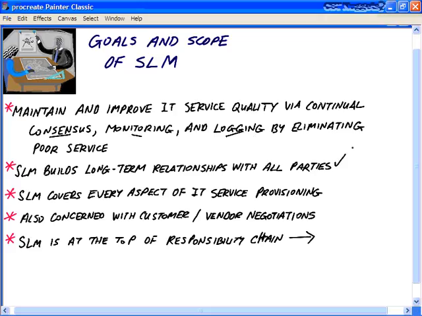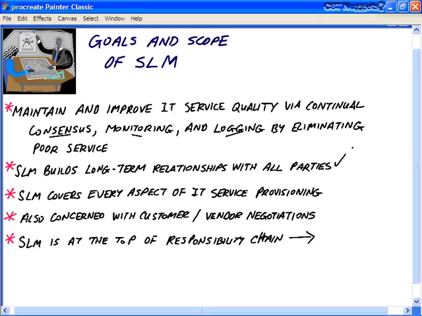The SLM is going to be involved in basically every aspect of IT service provisioning, all of the IT services. The scope is also going to be concerned with customer and vendor negotiations, which ties in directly to relationships. Service level management is basically at the top of the responsibility chain. In other words, the buck stops here.